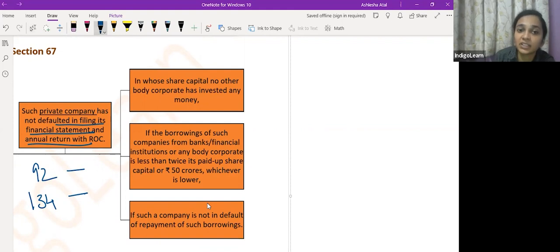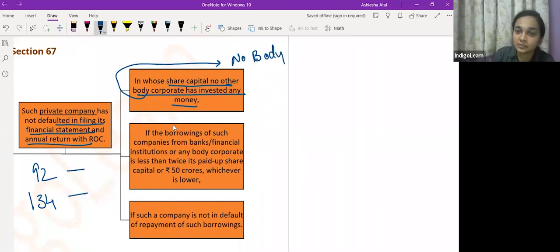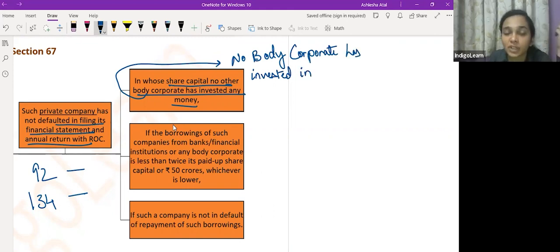a private company in whose share capital no other body corporate has invested any money. So this private company should be a company जहाँ पे किसी और body corporate ने invest नहीं किया है. Which means what? What is a body corporate?